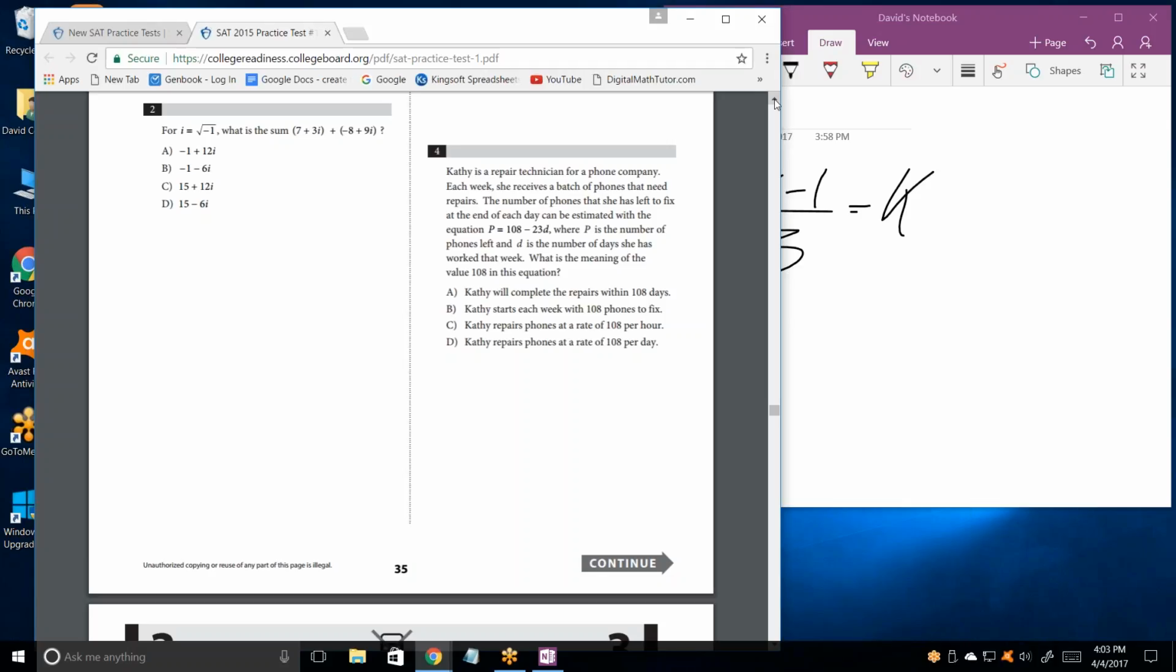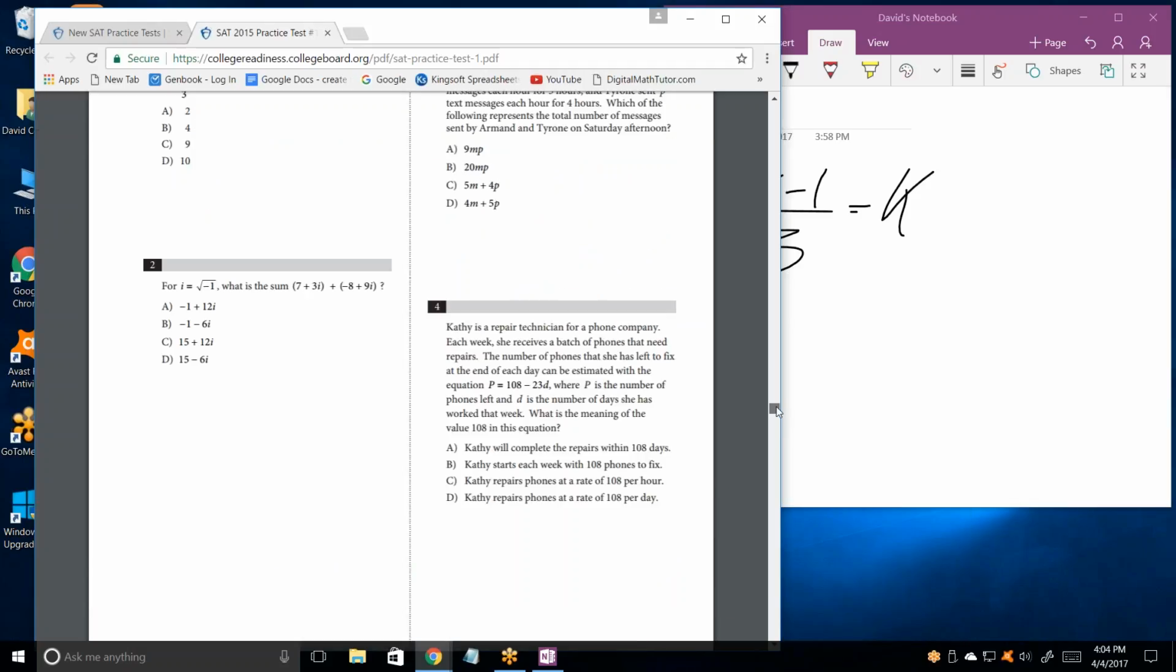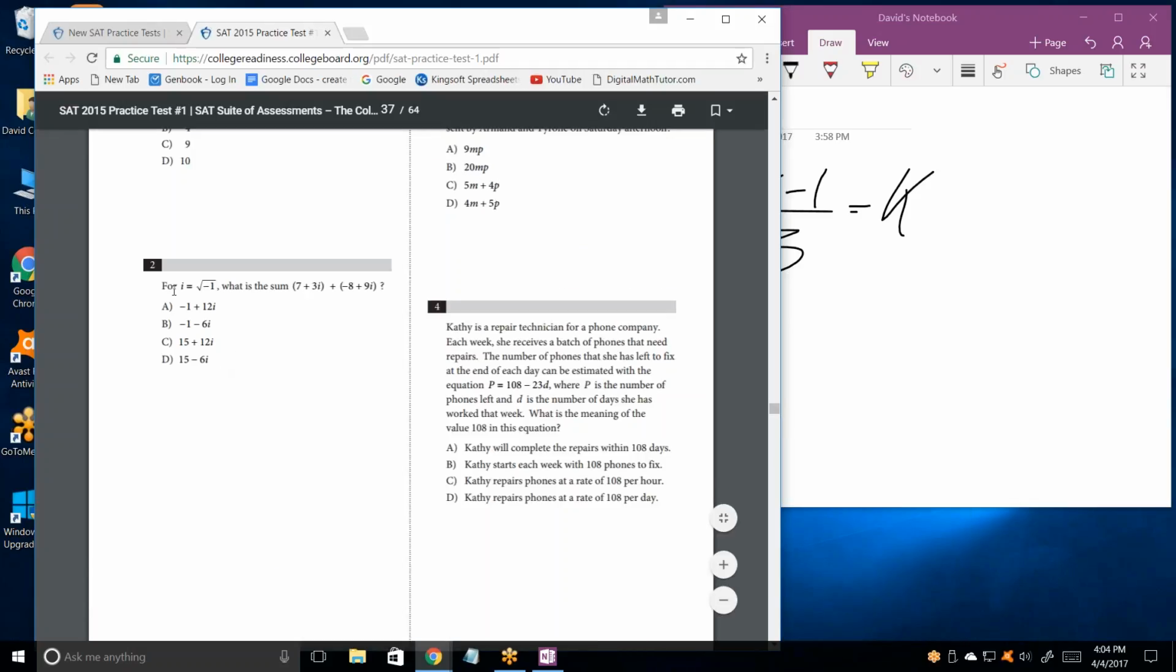Have you had those? No. Well, it's actually rather straightforward. They're telling you that i, the imaginary number, equals the square root of negative 1. What's the sum of 7 plus 3i plus negative 8 plus 9i?